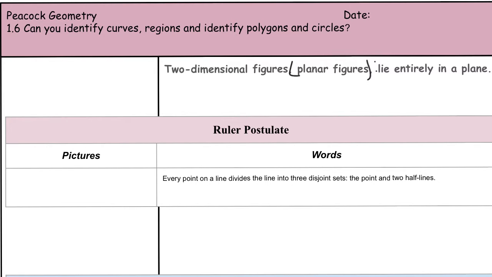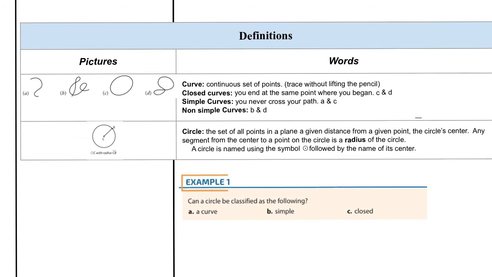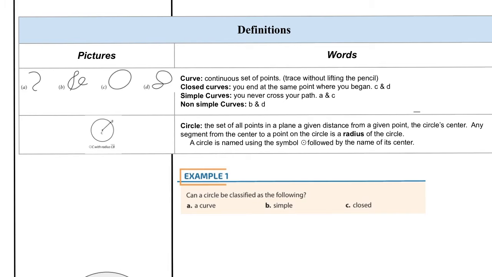Last chapter, we kind of started with the ruler postulate, and I thought it was important that we re-go over that again. The ruler postulate, once again, states that every point on a line divides that line into three sets, the point and the two halves of the line. Well, why do I want to introduce you to this again? It's because of these definitions that are coming up. We're going to look at curves.